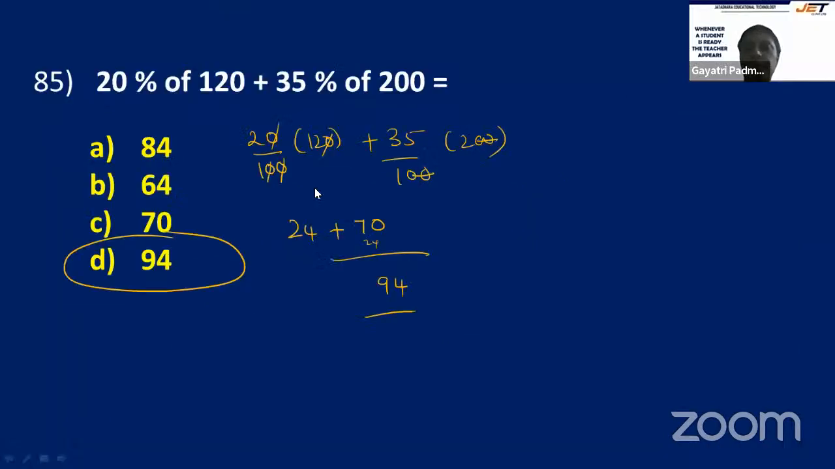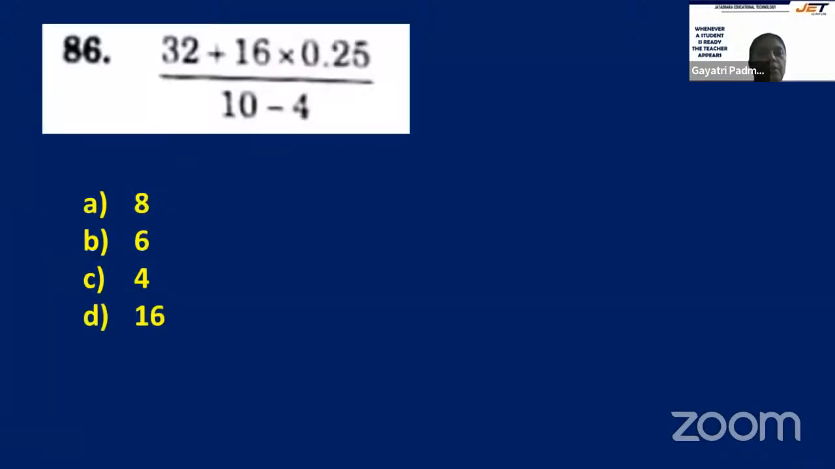All right, students. So we finished with the 85th, isn't it? Now let's move on to the 86th. In the 86th question, this is also simple. 32 plus 16 multiplied by 0.25, divided by 10 minus 4. I'm sure you must be using this.